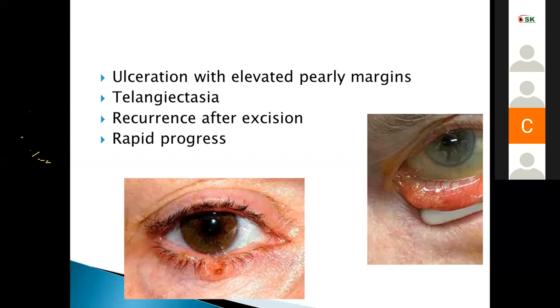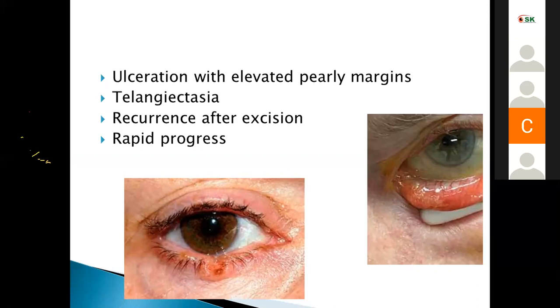The other thing you could look at is telangiectasia. You can see in this case the dilated tortuous vessels, so many of them. That is a sign of malignancy. Of course, malignancies recur after excision. If you have a lid lesion which has recurred, then you have to be very careful.